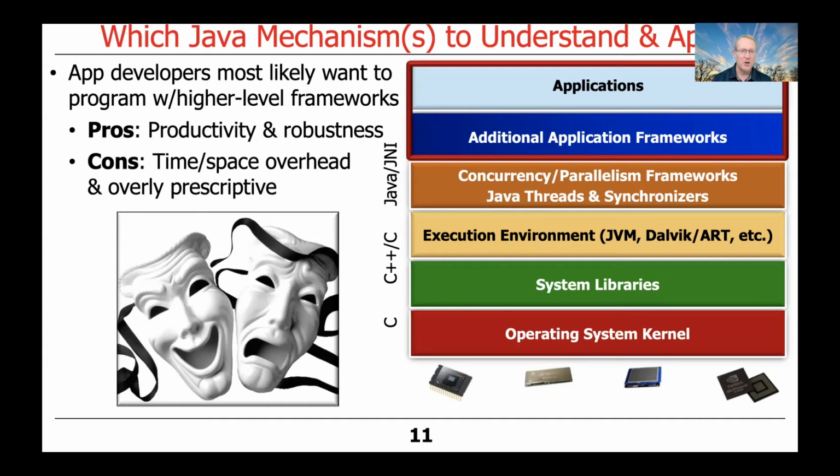And to some extent, you're also a bit at the mercy of the programming model that these frameworks embody or define. So they can perhaps be a little bit overly prescriptive. For example, divide and conquer style programs work very well with Java parallel streams. But if you don't have a divide and conquer model, then that may not be the right choice for you.